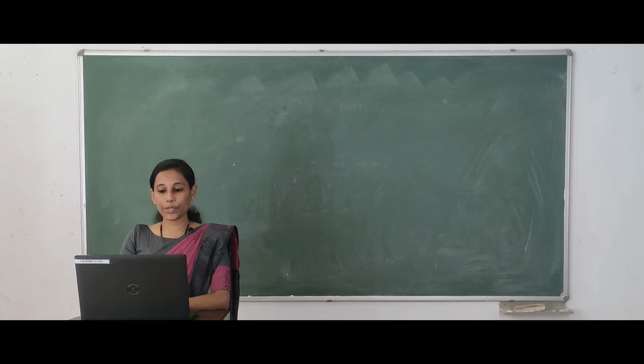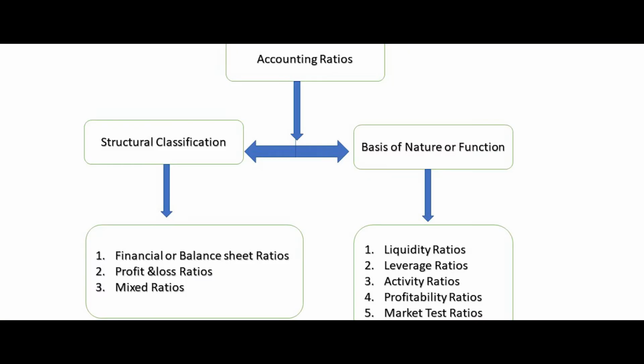The accounting ratios are mainly classified into two types: on the basis of structural classification, and on the basis of nature or function. On the basis of structural classification, it is again classified into three. First one, financial ratio or balance sheet ratios. Second one, profit and loss ratios. And third one is mixed ratios. Mixed ratio means the combination of financial ratio and profit and loss account ratio.